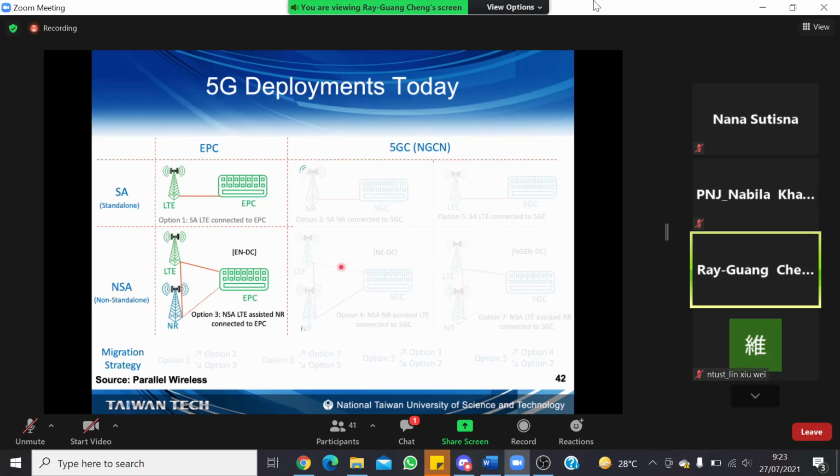For the deployment, basically, we can see the core network, you can have 4G core, 5G core. Base station, you can have the operation mode, you can have SA or non-SA. Non-SA means you will have two types of base station connect to the single core network. So the core network, if it is EPC, so option 1 is 4G. Option 2, option 3 here actually is the non-standalone for 5G.